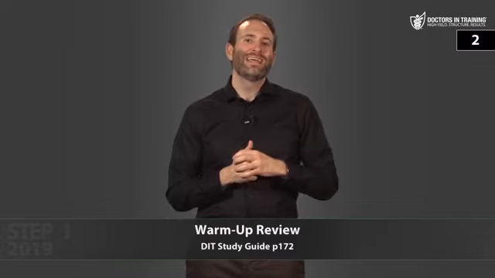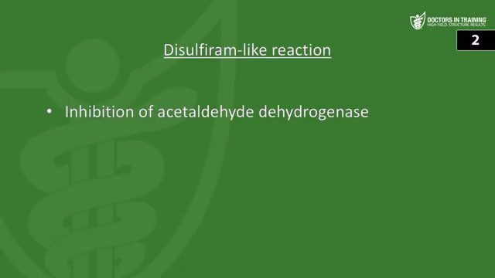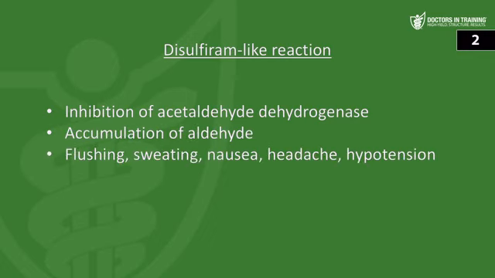Next, what is a disulfiram-like reaction? So a disulfiram-like reaction is where you have an inhibition of acetaldehyde dehydrogenase. So alcohol can't be fully metabolized. So you have accumulation of acetaldehyde, and that causes flushing, sweating, nausea, headache, and hypotension.